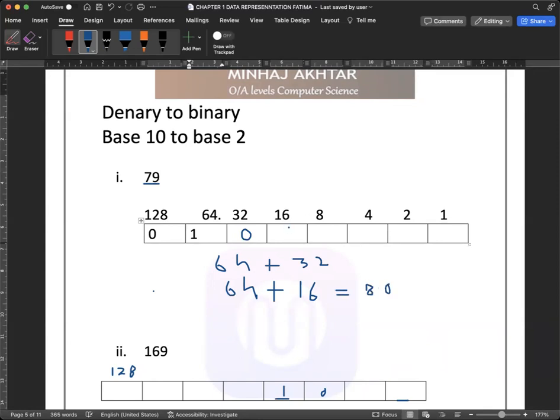No, we can't. Can we take 8 with 64? Yes. Can you tell me the answer? 72. Perfect. We take it. Okay. Can we take 4 with 72? Yes. What is the answer? 76. Perfect. Can we take 2? 78. Yes. Can we take 1? 79. Yes. So look, our answer is now in binary form.